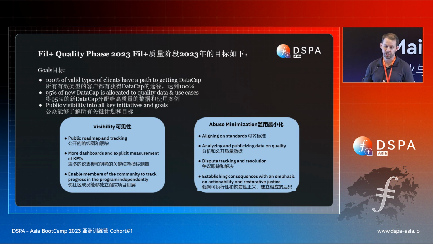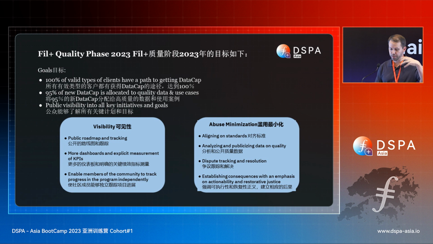So this year we've changed the goal and focus a little bit, and we're calling it the quality phase. And basically this means we want to have 100% of valid types of clients with a path to data cap, which I explained the different paths. We want to make sure everyone has a chance to store their valuable data. And we want to make sure that the data is allocated to quality data. There are cases of abuse and people using the system just to receive data cap. And the goal now is to really focus on making sure that people with real data and real use cases are getting data cap.